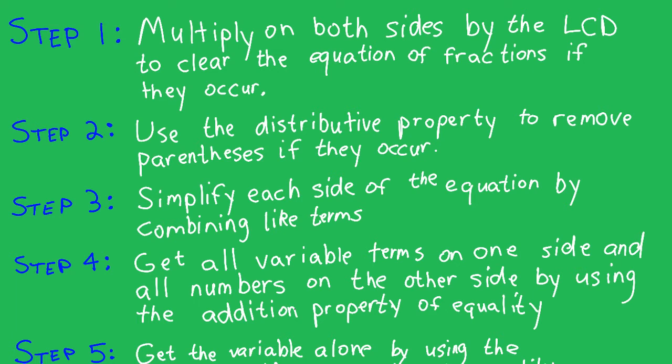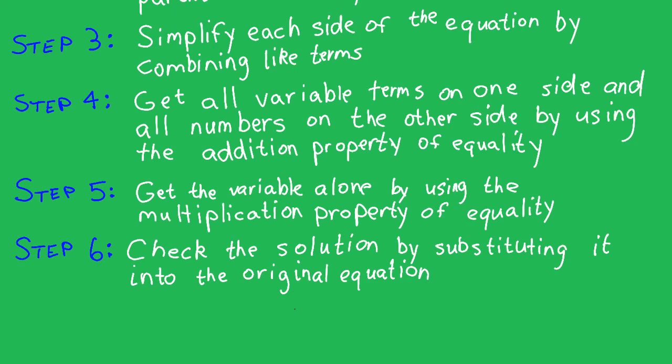Step 1, multiply on both sides by the least common denominator to clear the equation of fractions if they occur. Step 2, use the distributive property to remove parentheses if they occur. Step 3, simplify each side of the equation by combining like terms. And so after step 3, both sides of the equation will be simplified, so two simplified expressions. Then step 4, get all variable terms on one side and all numbers on the other side by using the addition property of equality. Hopefully this is looking familiar.